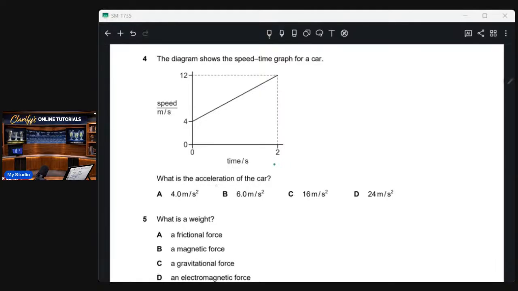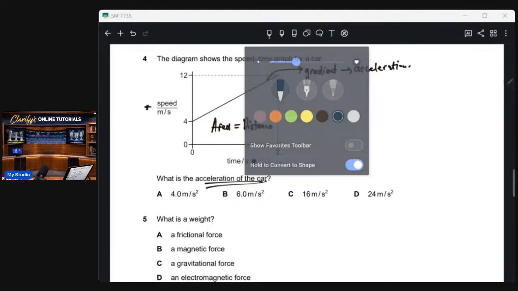Now they said, what is the acceleration of the car? Everybody should know the two calculations that you do on a speed-time graph. This graph is called speed versus time. You should know that the area under the graph is distance, and the gradient is acceleration. So acceleration is the gradient. All we have to do is find the gradient, which everybody should be able to find.